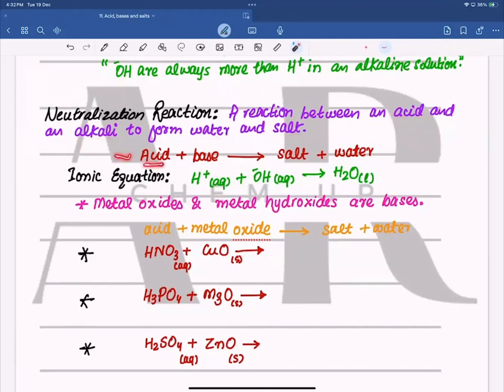When acid and base react, what will we get? Salt and water. And the ionic equation for this kind of reaction is that hydrogen ion and hydroxide ion always form water. So what about salt? What about salt? Yes, that's what I will tell you.